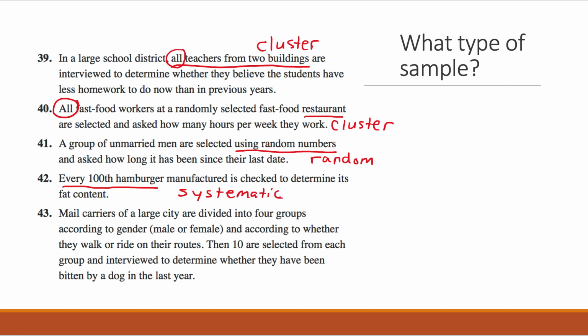All right, and our last one, mail carriers of a large city are divided into 4 groups. So if it's groups, I know that it's either stratified or cluster. And then it says 10 are selected from each group. So remember that if you're picking the same number from each group, that's a stratified sample.